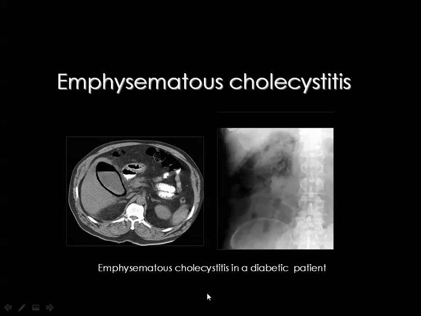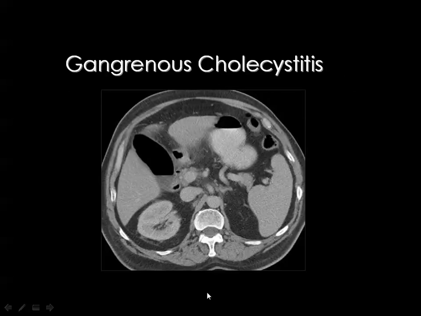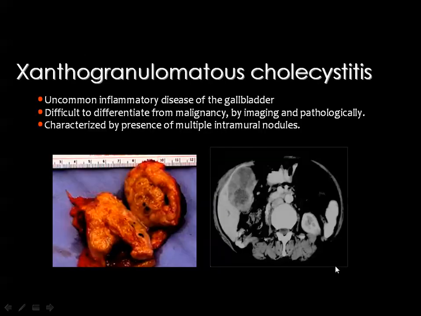Emphysematous cholecystitis means that there is air in the wall of the gallbladder or inside or both, and this can be diagnosed from the plain film showing air confined to the gallbladder fossa, and you know that emphysematous cholecystitis has a relation to diabetes. And this is an example by CT. You see the gallbladder is containing a large amount of air, and you may call this emphysematous cholecystitis or gangrenous cholecystitis.